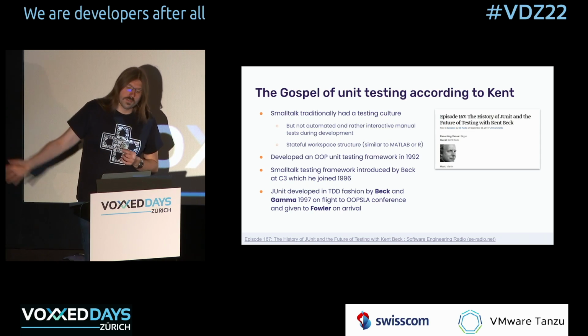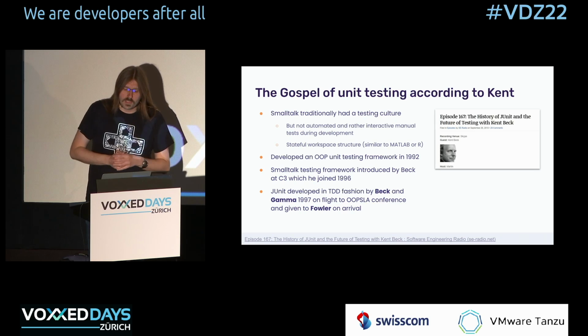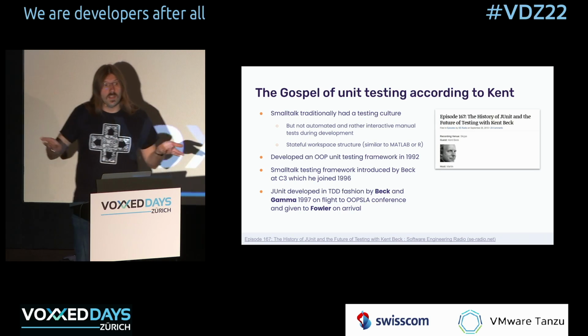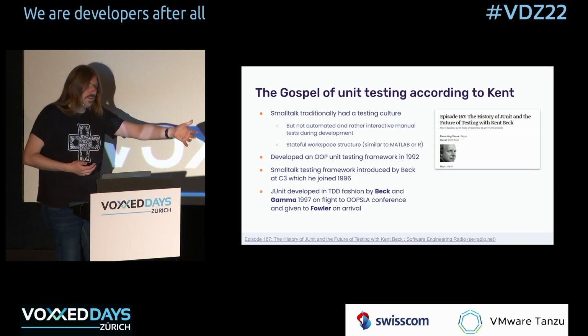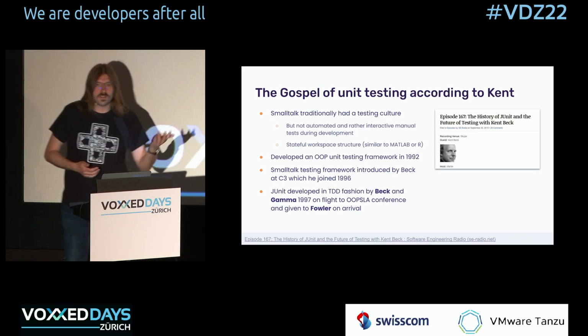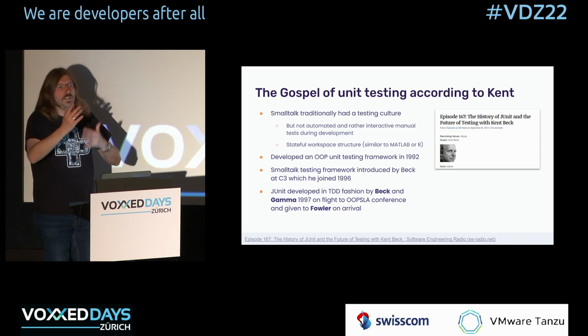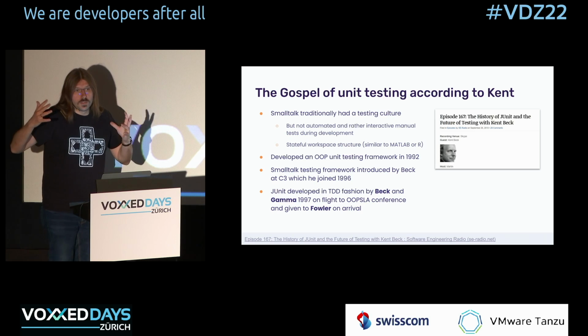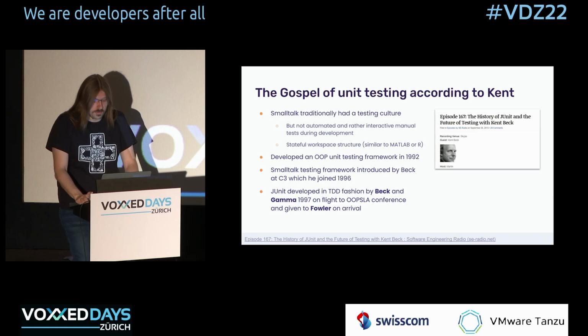And then there was this famous flight where Beck flew together with Gamma to the Uppsala conference, and on the flight they developed JUnit, already doing TDD, and when they arrived they gave it to Martin Fowler, and Martin Fowler said, oh, that's a cool thing, let's maybe spread this. And that is a little bit how our idea of unit testing came into the Java community and into the software community as a whole, to a certain degree.